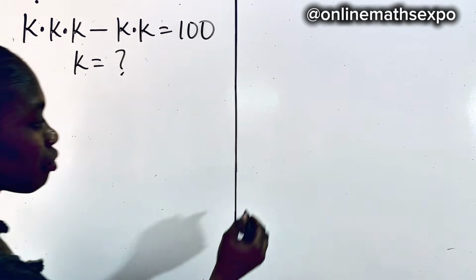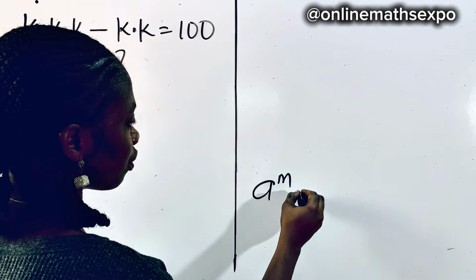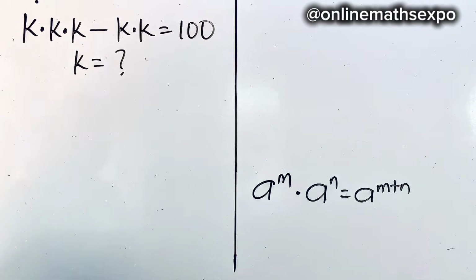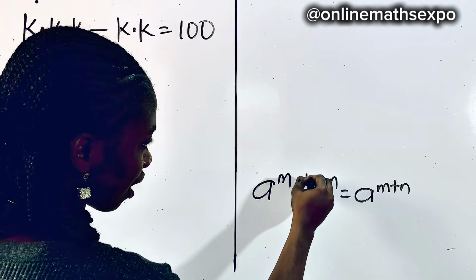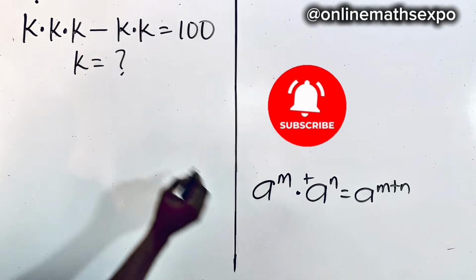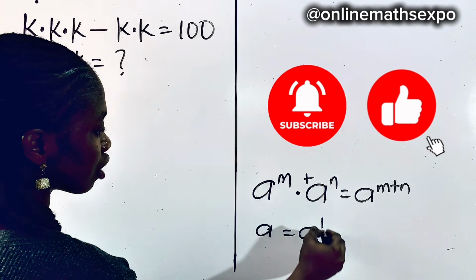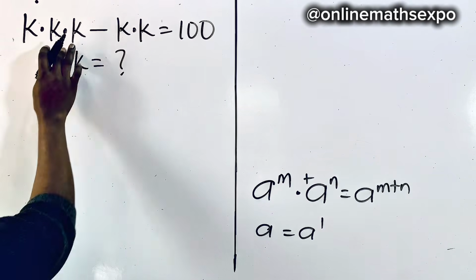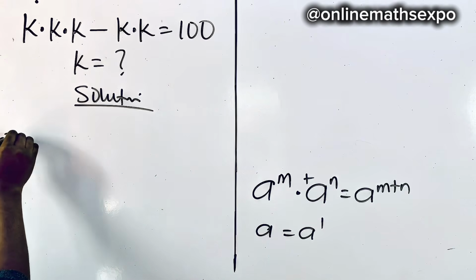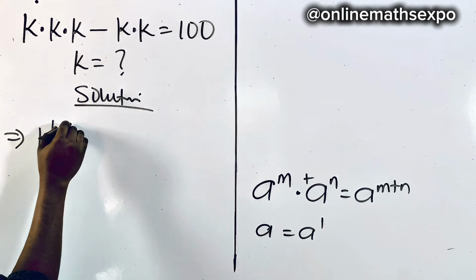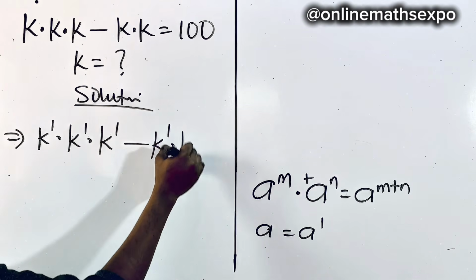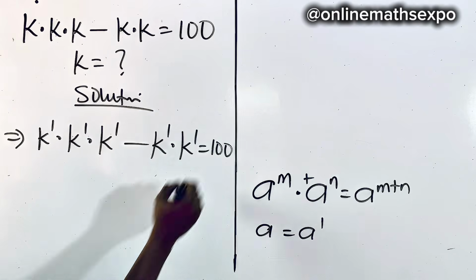Now, quickly remember, for every a to the power of m multiplied by a to the power of n, it's always a to the power of m plus n. So multiplication adds the powers. You notice that these are all multiplying, and for every a, it's always the same as a to the power of 1. So working this out, this gives us k to the power of 1 multiplied by k to the power of 1 multiplied by this, minus k to the power of 1 multiplied by this, is equal to 100.